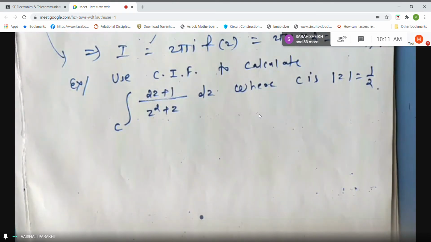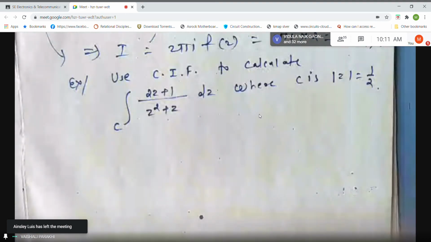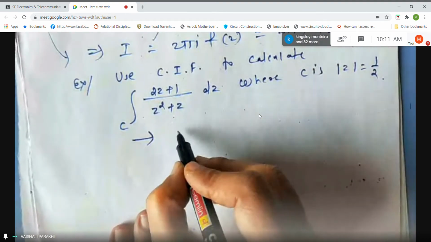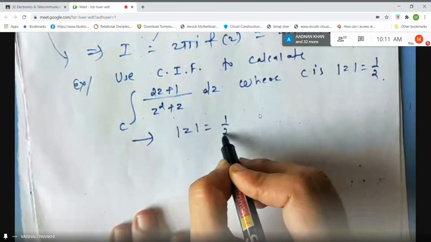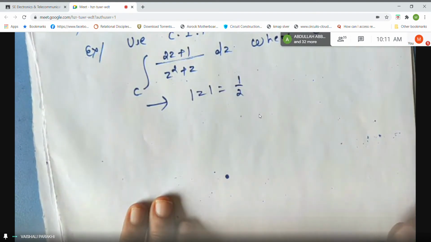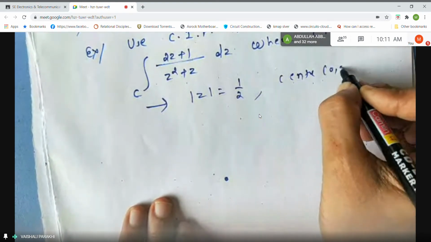Yes, hello, ma'am. What is written where C is after that? C is mod of Z equal to half. So the center is 0, 0 and the radius is half.